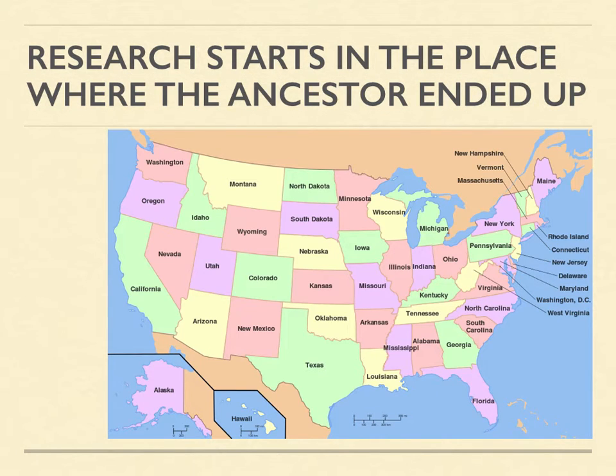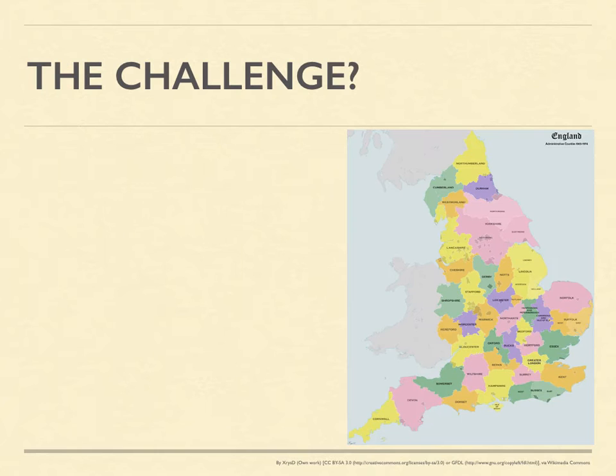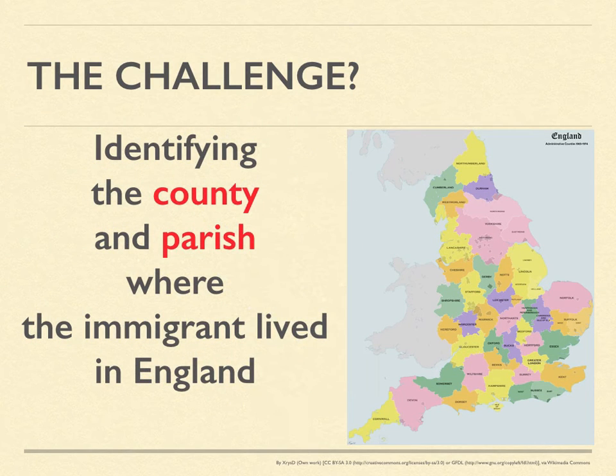A lot of beginning researchers make the mistake of trying to find their ancestor in a foreign country without doing the basic research here in the United States before, to find out where the person lived. The challenge, of course, with England is not only identifying the country, but the county and the parish where the immigrant lived in England. The parish is the church subdivision. In England, this may be a little bit confusing because there are both civil and church parishes.